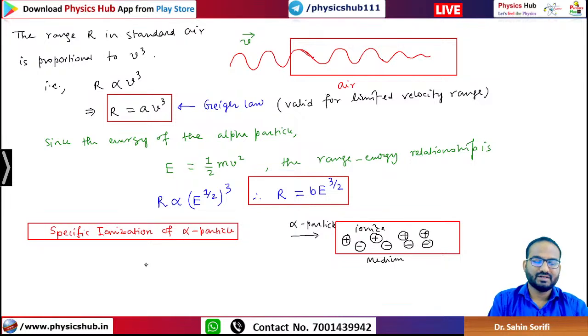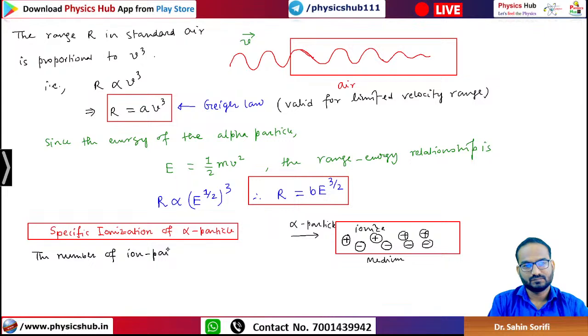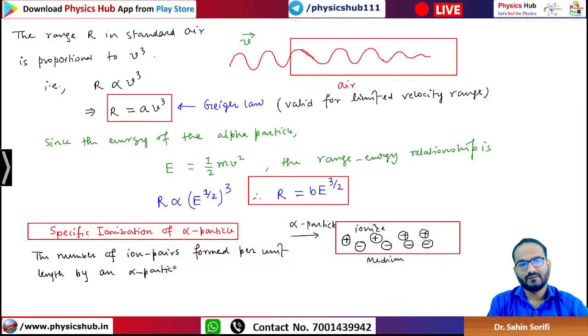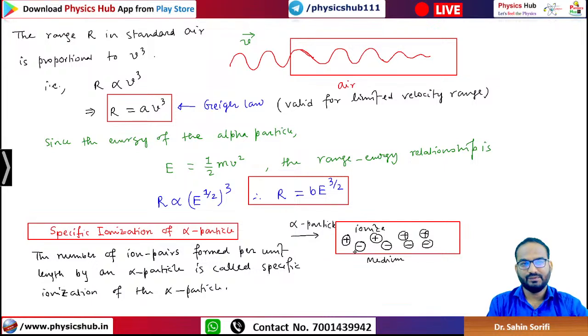So these ion pairs will be created, and specific ionization is defined in that way. The number of ion pairs formed per unit length by an alpha particle is called specific ionization. After traveling unit distance, the number of ion pairs it formed gives you the specific ionization, let's say I.